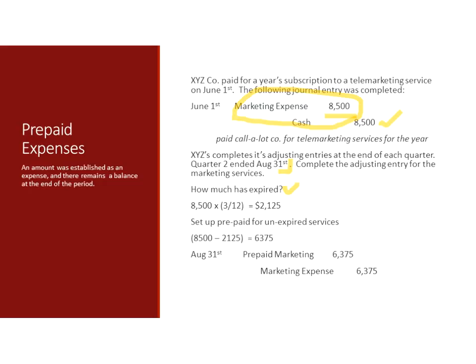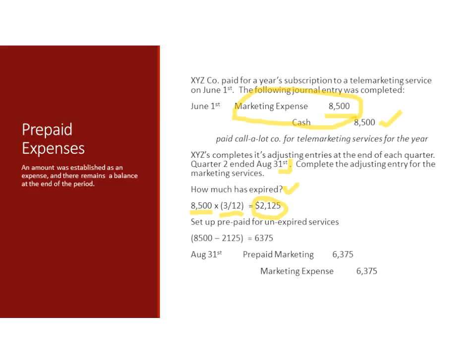So again, our total cost for the year, $8,500, times the number of months that have passed. So we had June, July, and August, 3 over 12. So really our marketing expense should only be $2,125. And so what we're going to do is we're going to reduce our expense and set up a prepaid. So we're going to set up a prepaid for the unexpired amount.